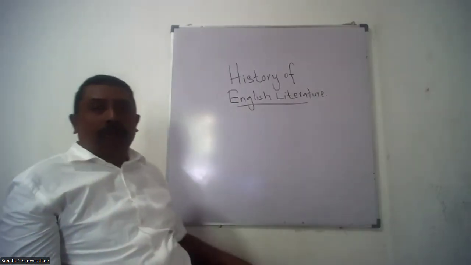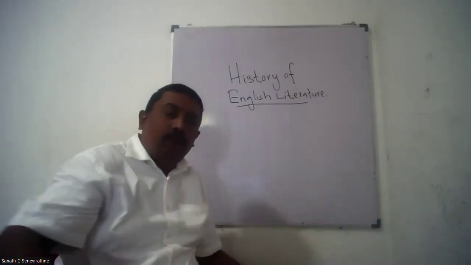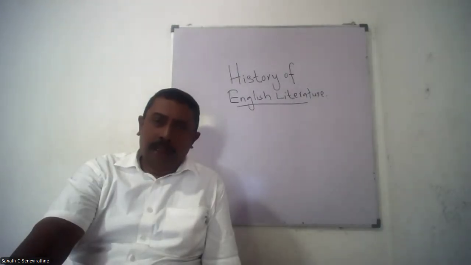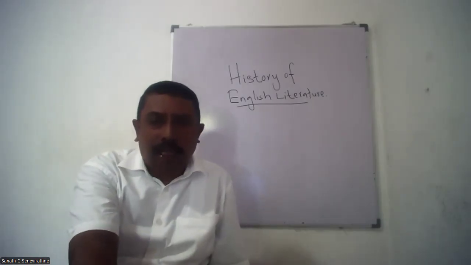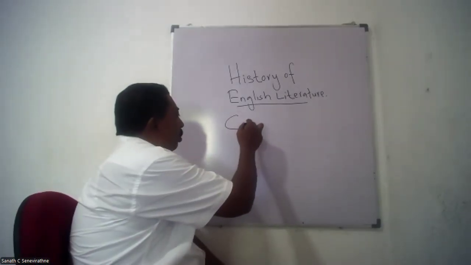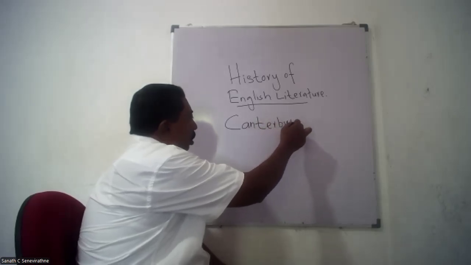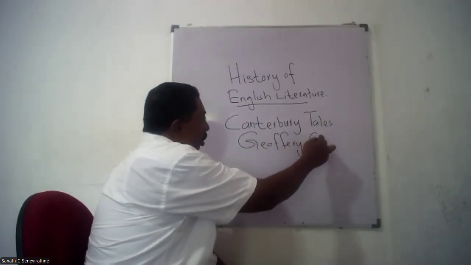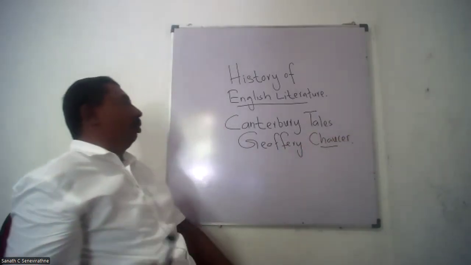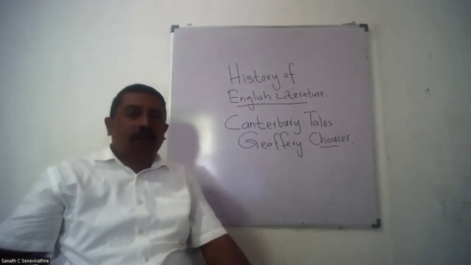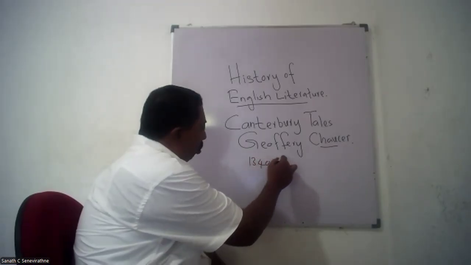And history of English literature. History of English literature goes to 14th century England. Then that 14th century, the very first literary document that was ever produced in English literature was Canterbury Tales by Geoffrey Chaucer. Geoffrey Chaucer's Canterbury Tales was the very first English literary document. Chaucer lived from 1340 to 1400.